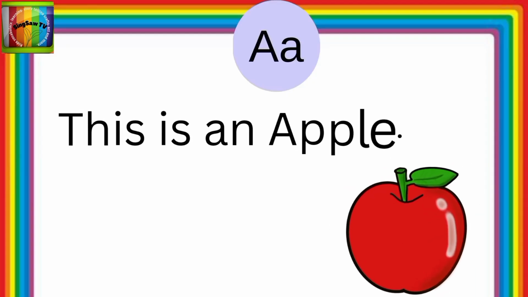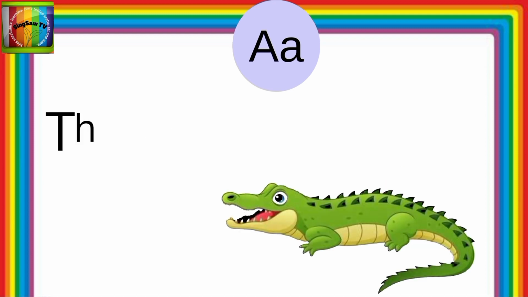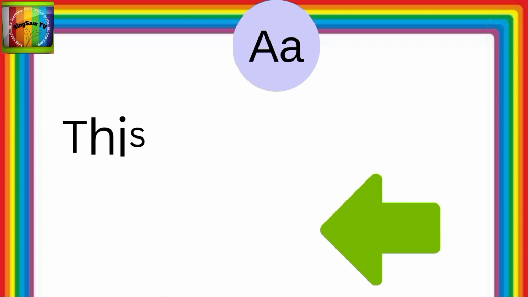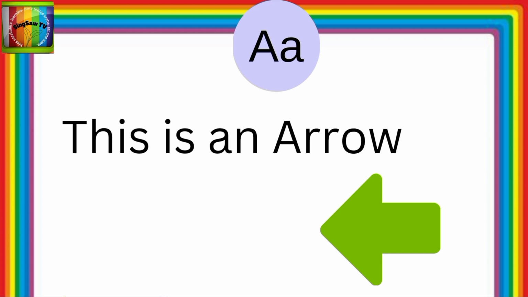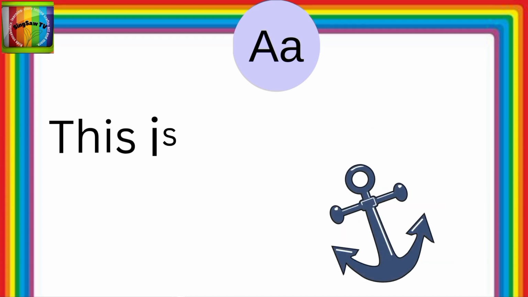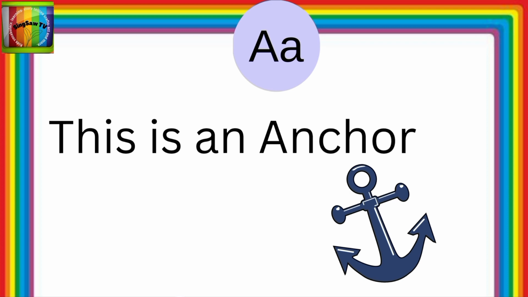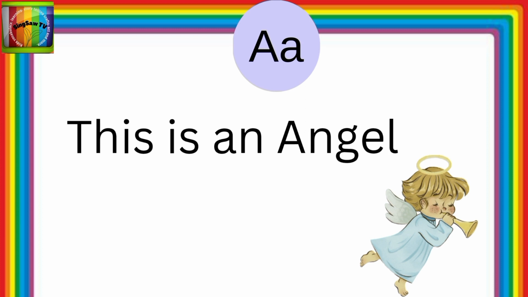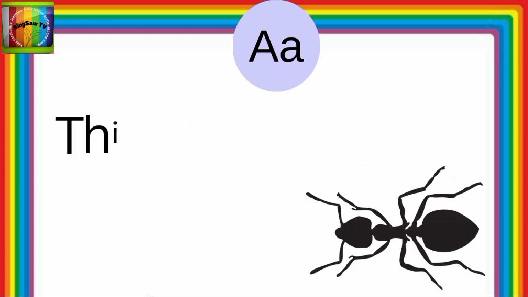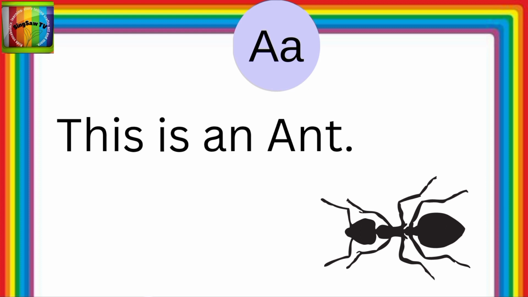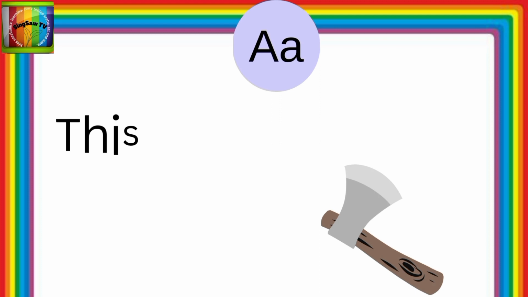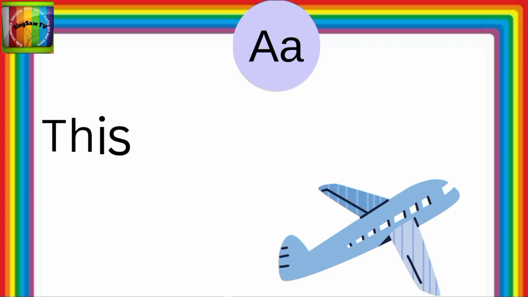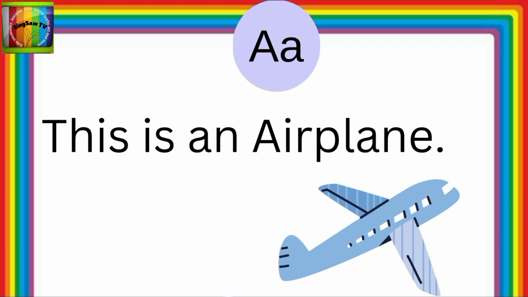This is an apple. This is an alligator. This is an arrow. This is an anchor. This is an angel. This is an ant. This is an X. This is an airplane.